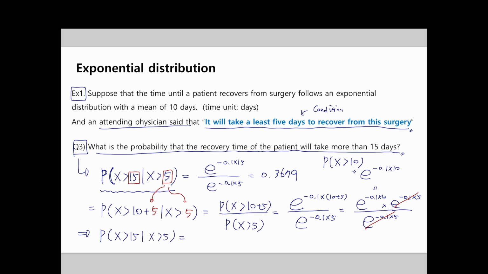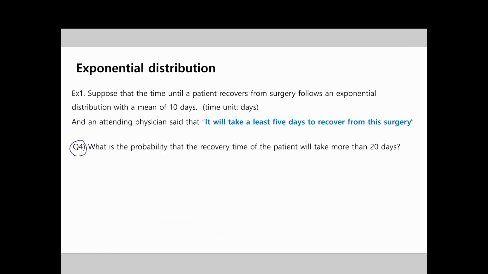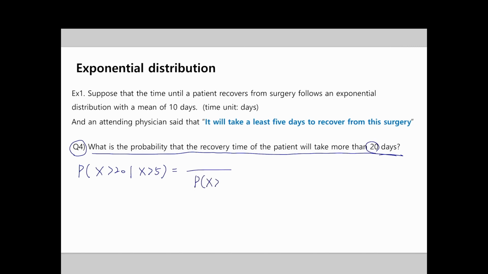This continuous probability equals the probability x greater than 10. In question 4, what is the probability that the recovery time of the patient will take more than 20 days? So the probability x greater than 20, and the condition is x greater than 5. It is the numerator x greater than 20, so exponential minus 0.1 multiply 5, exponential minus 0.1 multiply 20. So it is 0.2231.